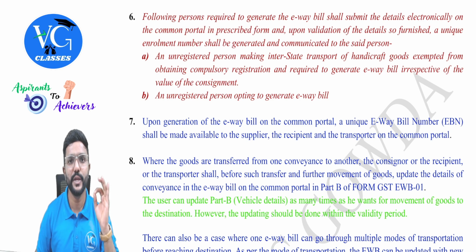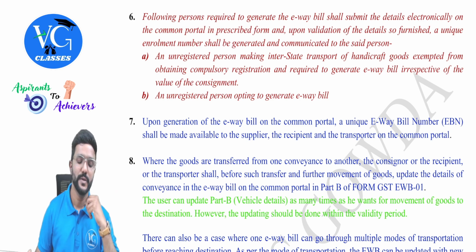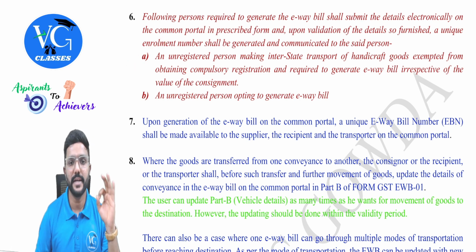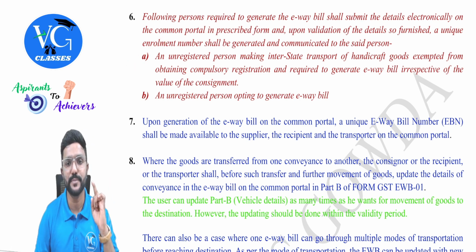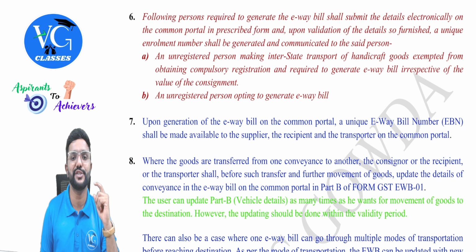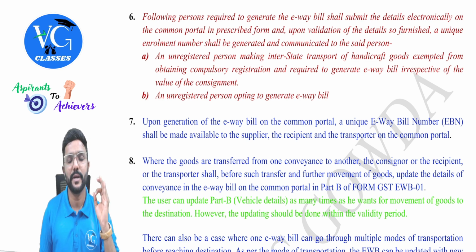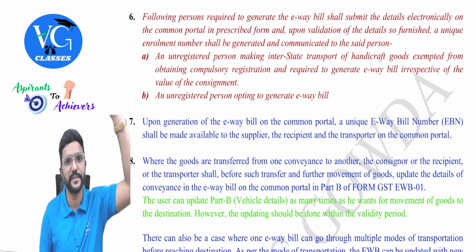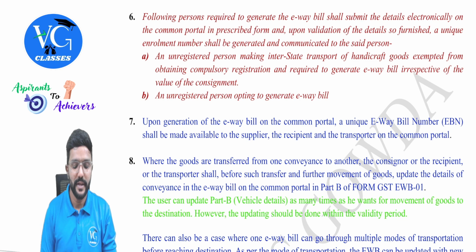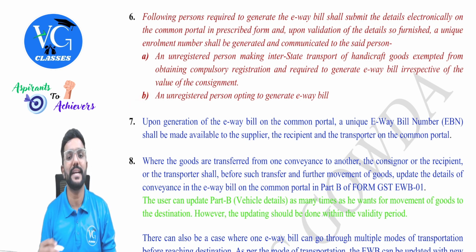He can generate a unique enrollment number. So who are those, sir? An unregistered person making interstate transport of handicraft goods, exempted from obtaining compulsory registration as per section 23, and required to generate an e-way bill irrespective of the value of consignment, which we already spoke about. Yes, sir. Then an unregistered person who is opting to generate an e-way bill.